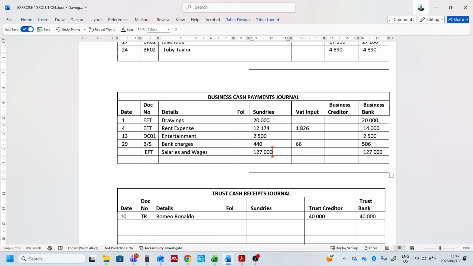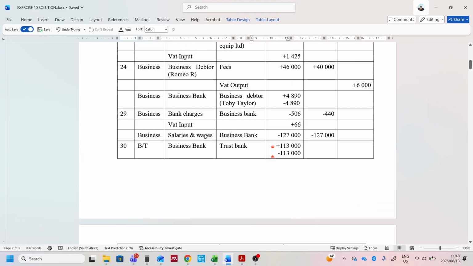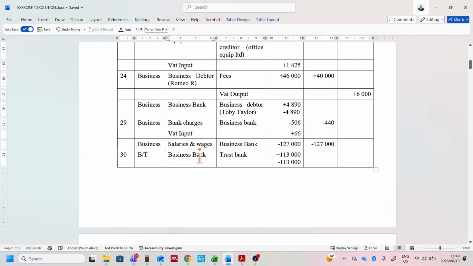Now we move to the transaction where we did talk about transferring money from what? Trust bank to business bank. You recorded in your accounting equation that the total money that was claimable for the trust was 113. So we transferred 113 from trust to business. So this means that money will be received in your what? Cash book receipts.